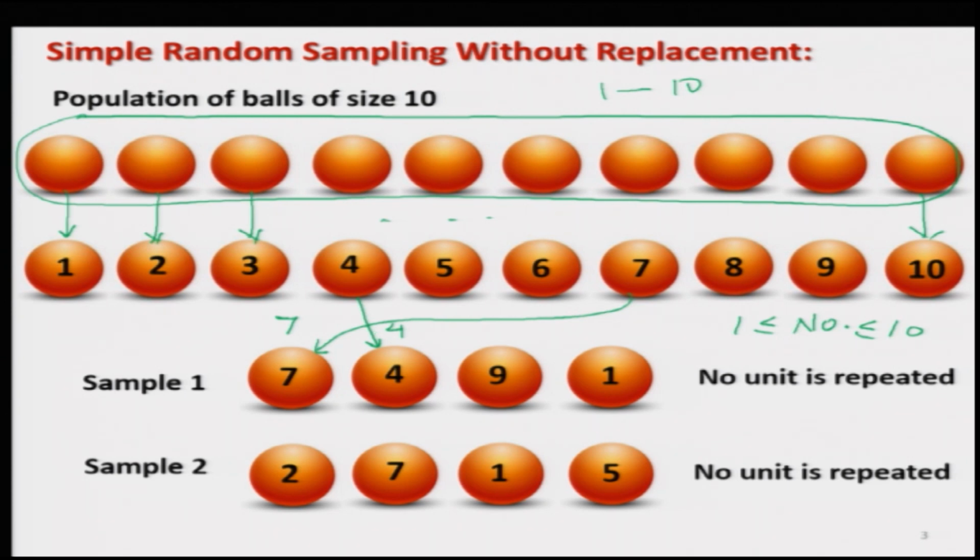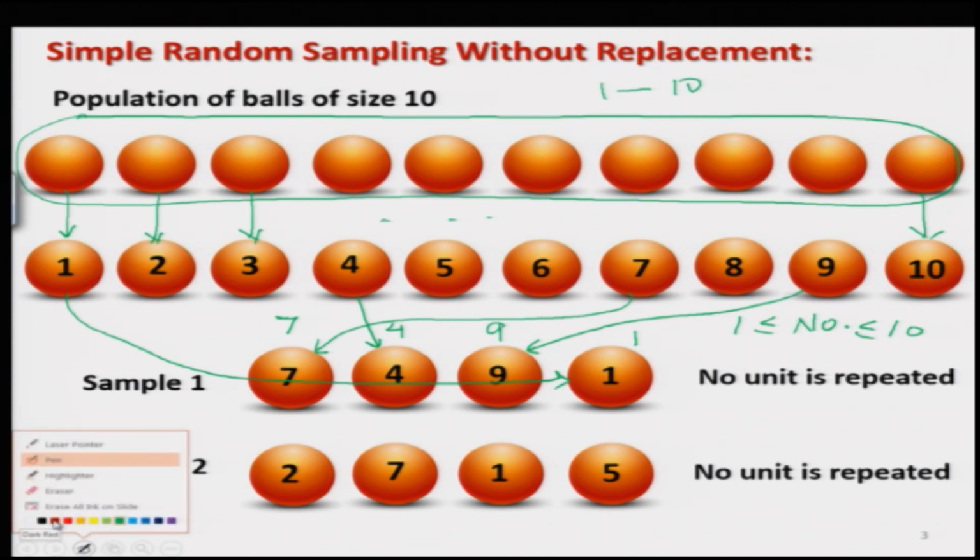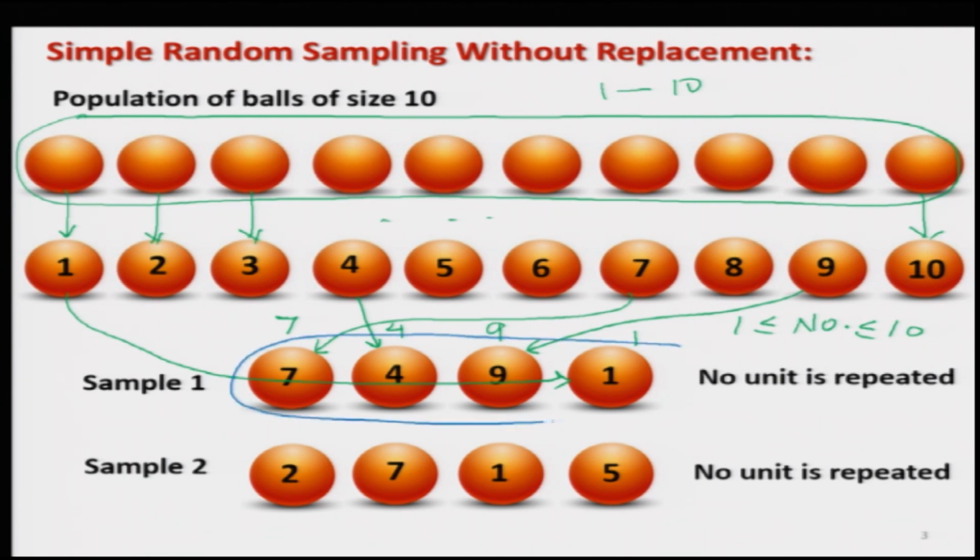Then I try to choose the third random number, and suppose this comes out to be 9. Now I try to choose the 9th ball, and now the 9th ball is a part of my sample. Then I draw the 4th random number, suppose this comes out to be 1, and then I choose ball number 1 in my sample. So, this is how you can see that now this is my sample consisting of 4 balls, and you can see that none of the balls is repeated.